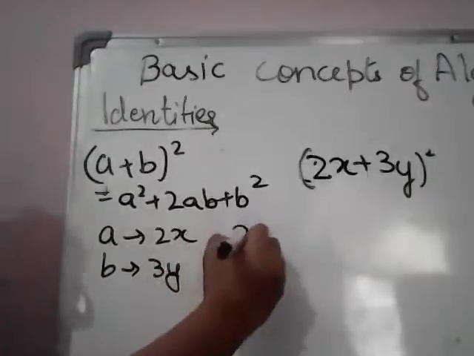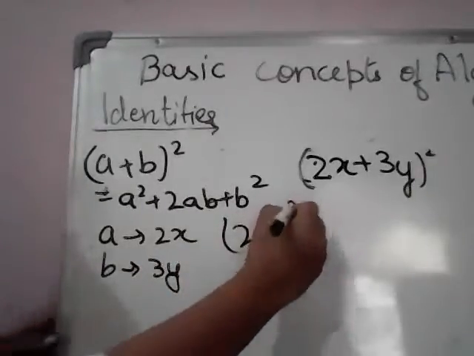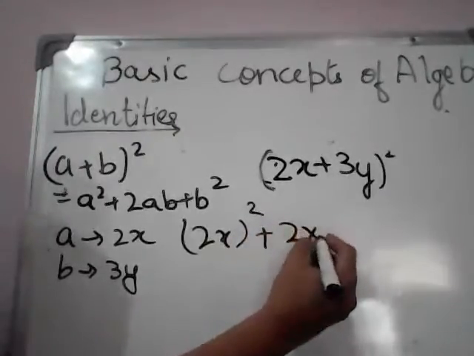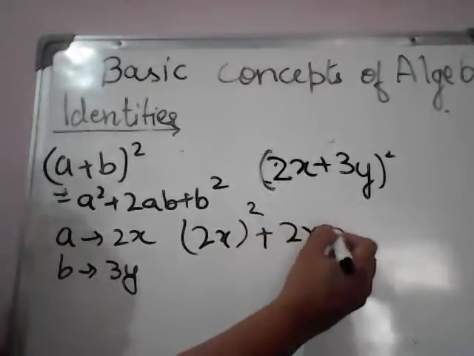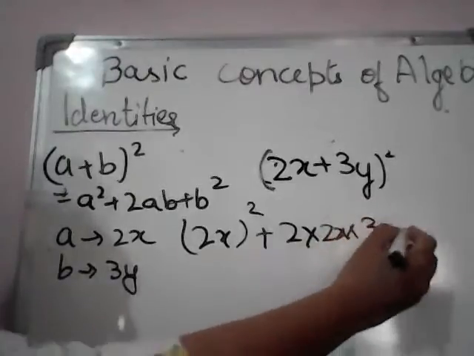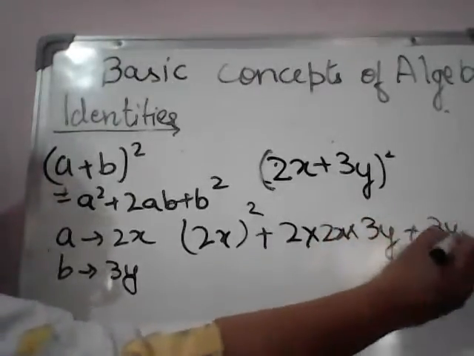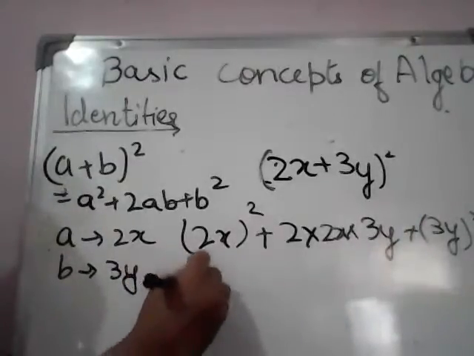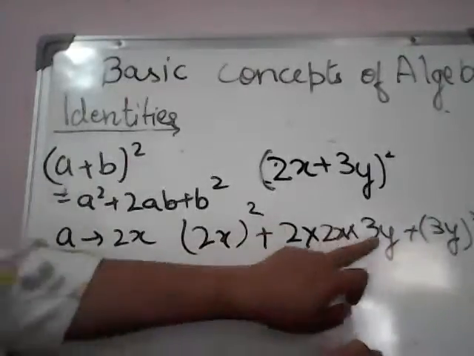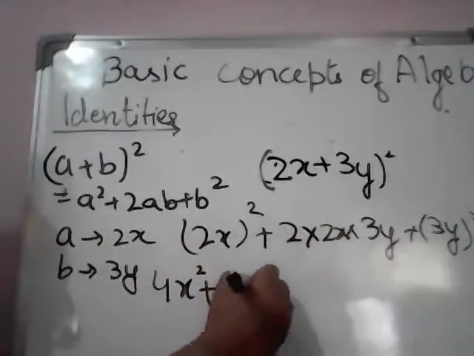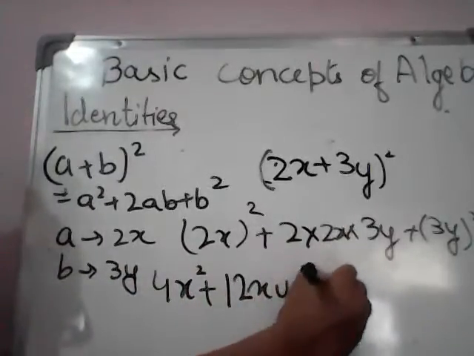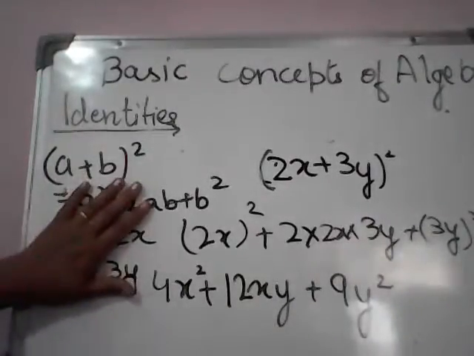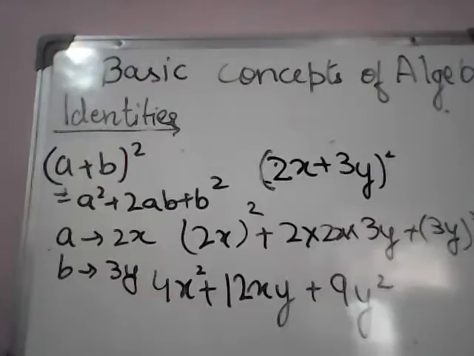So 2x whole square plus 2 into A into B, A is 2x, into 3y, plus 3y whole square, B square, right? Then this will be 4x square plus 4 into 3, 12xy plus 9y square, right? So this is the way we use the identity to solve this expression.